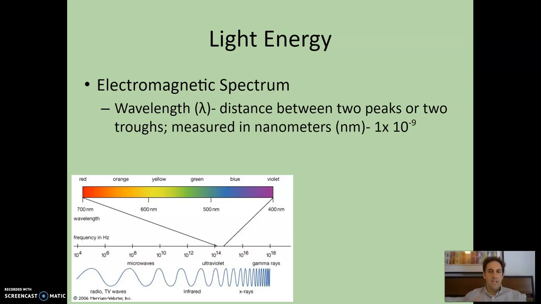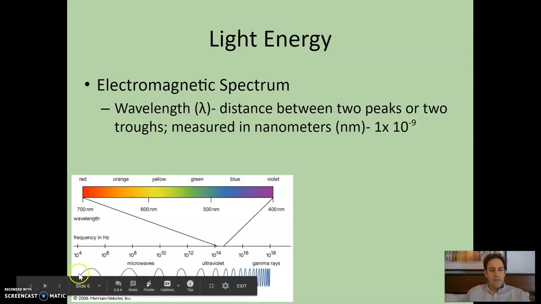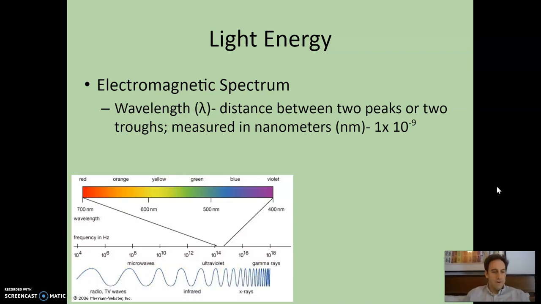So light is obviously key to photosynthesis, so it's worthwhile reviewing some things about light that I think you learned in physics, perhaps in middle school. The electromagnetic spectrum simply refers to the vast range of wavelengths of light. Each type of light is characterized by a specific wavelength, symbolized by the symbol lambda. And the wavelength is simply the distance between two peaks or two troughs. And it's measured in nanometers, which is 1 × 10⁻⁹ meters.